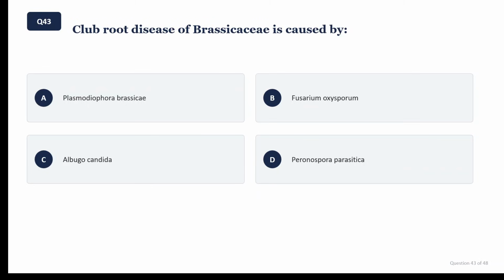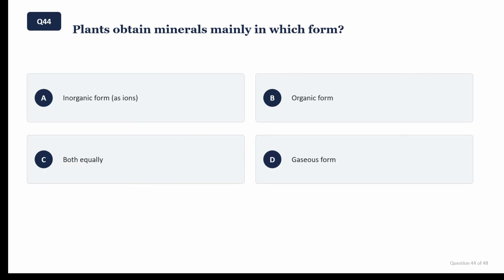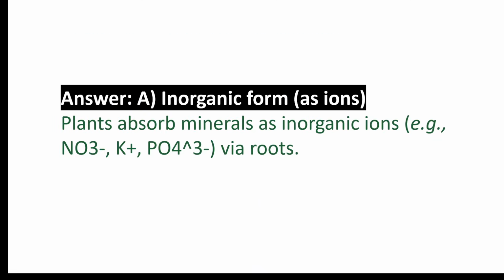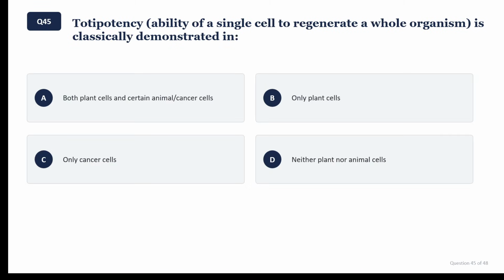Clubroot disease of Brassicaceae is caused by, first we solve all options. Peronospora parasitica causes downy mildew. Albugo candida, white rust. Fusarium oxysporum, wilt. Plasmodiophora brassicae, clubroot of Brassicaceae. Plants obtain minerals mainly in which form? Inorganic form. Plants absorb minerals as inorganic ions, nitrate, potassium, phosphate, via roots.